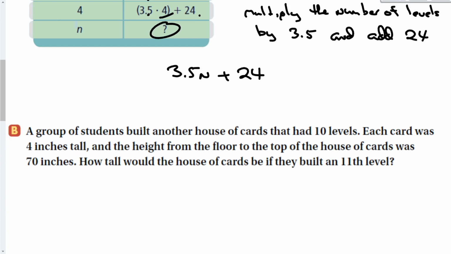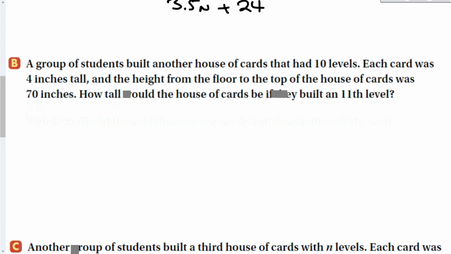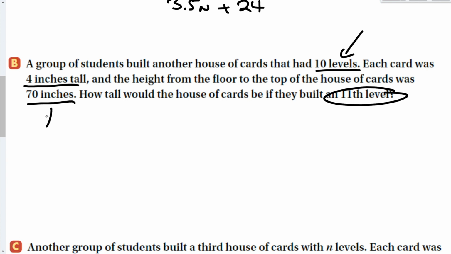Okay. So next, a group of students built another house of cards that has 10 levels. Each card 4 inches tall, and the height from the floor to the top of the house of cards was 70 inches. How tall would the house of cards be if they built an 11th level? Okay, well now the things that are going on are a little different. I'm starting now at 10 levels at 70 inches. So each card was 4 inches tall. To build an 11th level, I just have to go up another 4 inches. So it's going to be the start plus another 4 inches to be 74 inches.